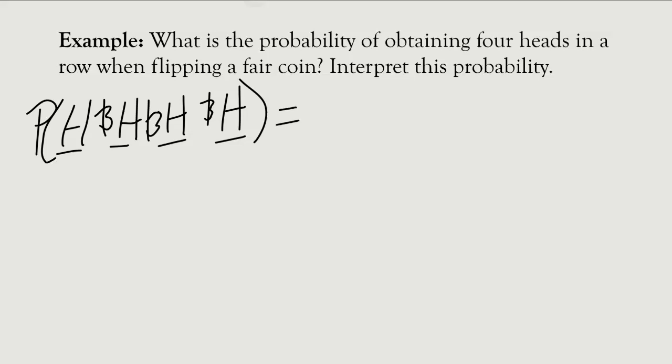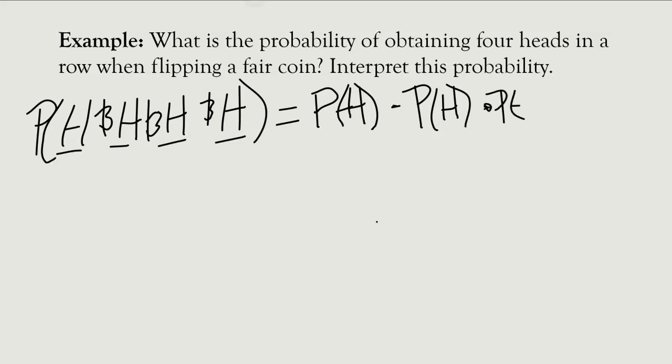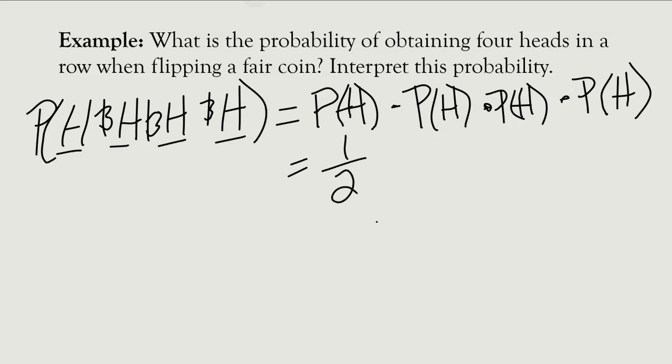So since it's independent events, then if we want to find this probability, that will be the same as saying probability of heads times probability of heads times the probability of another head times the probability of another head. Well, what's the probability of getting a head? Well, you can get a head one time out of two options, a head and tail. So you would do 1/2 times 1/2 times 1/2 times 1/2. And that's the multiplication in between those.